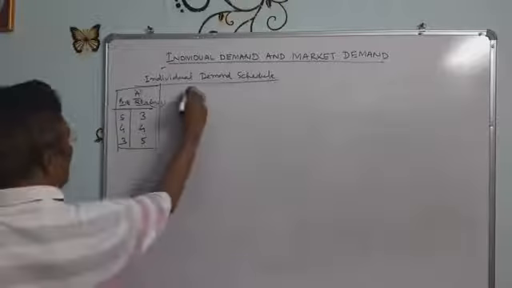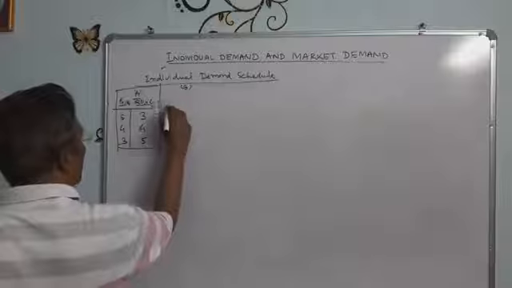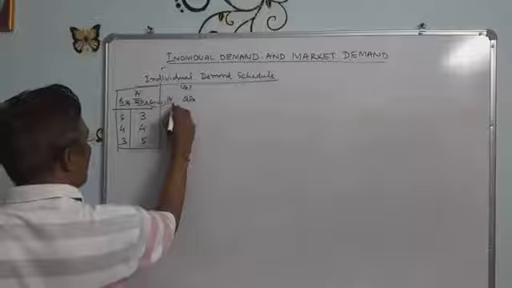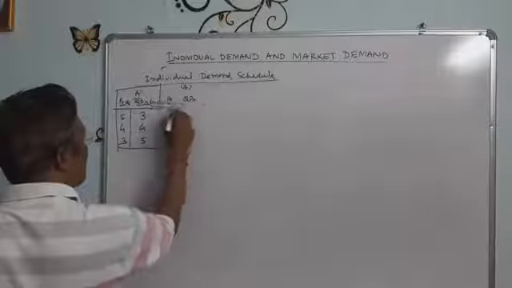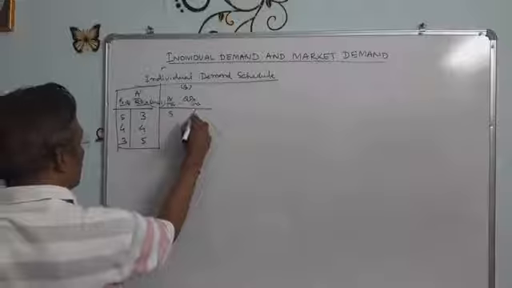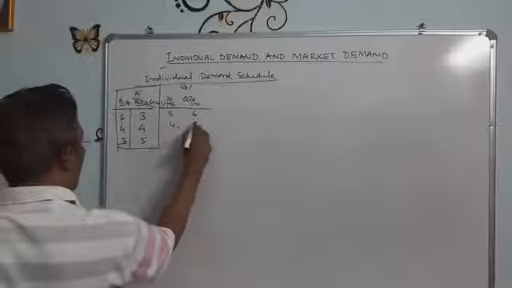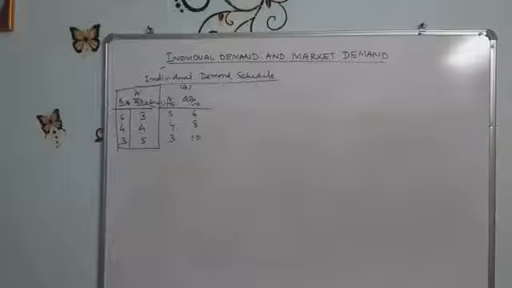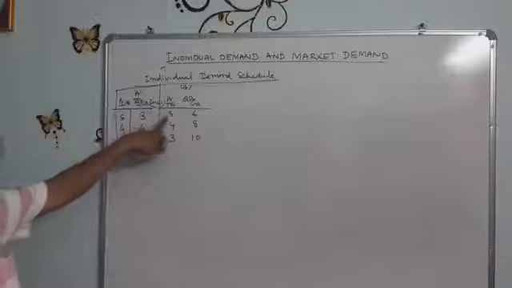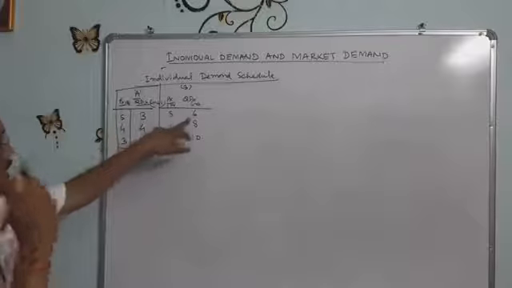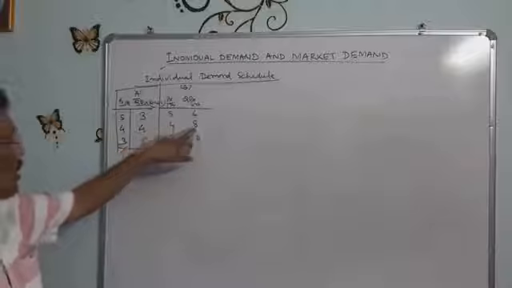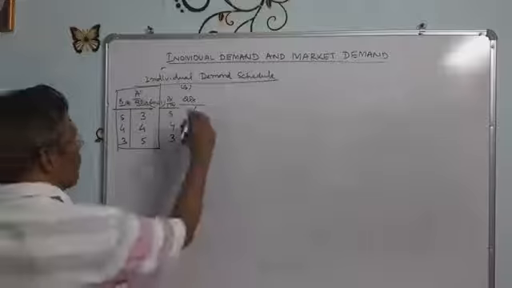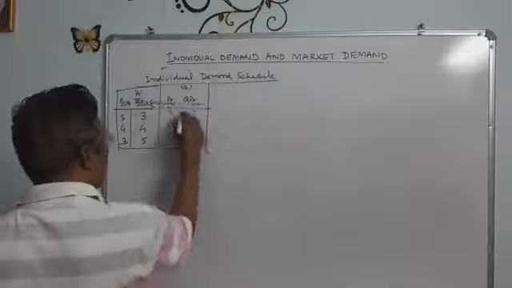If there is B as a consumer, similarly B has price of X and quantity of demand of X. This is in rupees, this is in units. At 5 rupees, 6 units; at 4 rupees, 8 units; and at 3 rupees, 10 units. It is B's demand for the same good X. At 5 rupees, B's demand is 6. At 4 rupees, B's demand increases to 8. At 3 rupees, B's demand is 10. This is B's case.